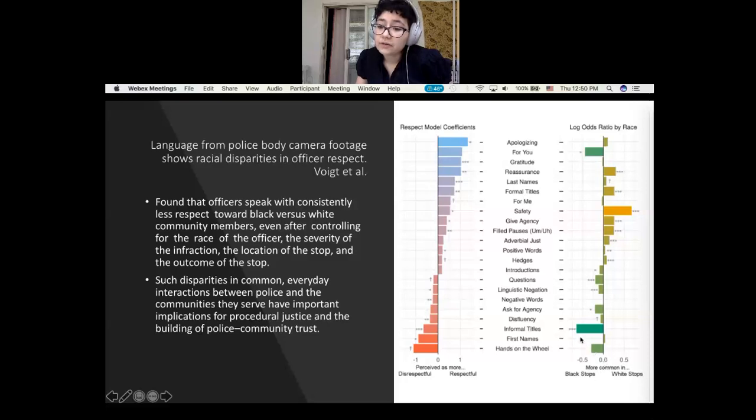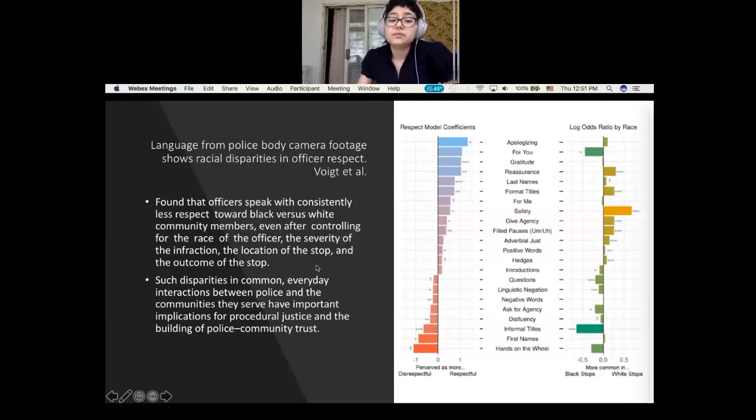And you see how the Black stops disproportionately have more informal titles, more linguistic negation, more questions, because the little asterisks are significance. And then white stops, you see that they are more concerned with safety, often incorporate more formal titles and reassurances. So you can visually see that this is a really good visual representation of statistics. They could have done this in just numbers, but I think the graph really shows how these differences occur.